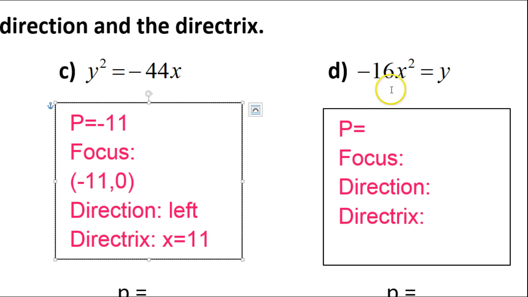Okay, so let's do the same thing for D. Let's see, negative 16 x squared. Can you guys notice that that negative 16 is sort of in the wrong place of the equation? Okay, so don't go thinking that that's your 4p. We're going to have to move that 16 to the other side by division. Okay, so let's see. See if I can remember this equation for 5 seconds.